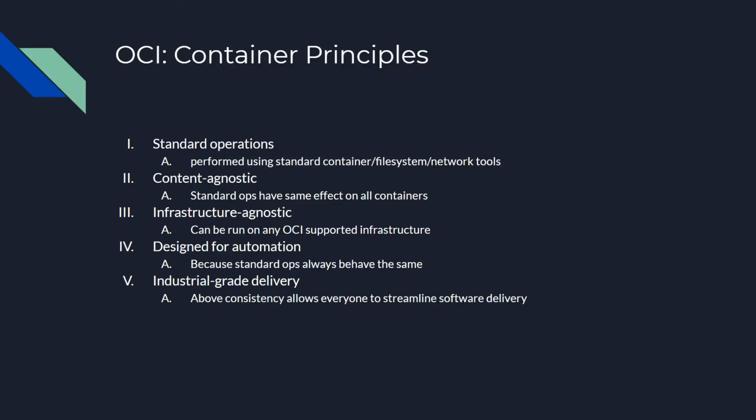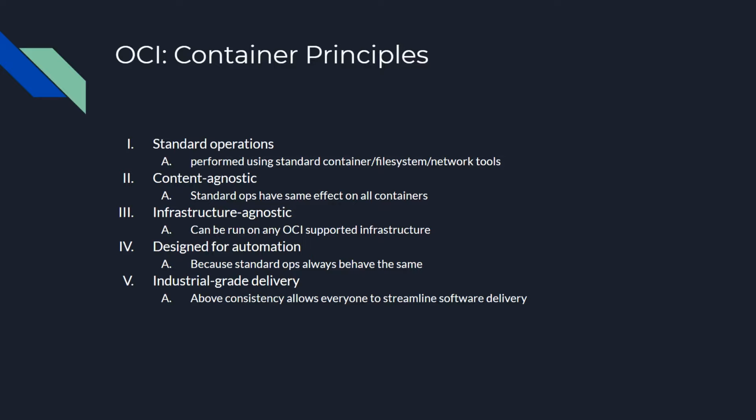So the first principle is standard operations. There should be a standard set of operations that we can perform against images and containers that will have the same effect. And these are going to generally be performed with file system tools, network tools, runtime engine tools, and so on. The containers themselves should be content agnostic. So when you perform a standard operation on a container or an image, it should always have the same effect no matter what's inside that image. So if I have a Java image or a Golang image or a Postgres image, if I run a create, for instance, on that image, I should always expect it to create a container out of that.